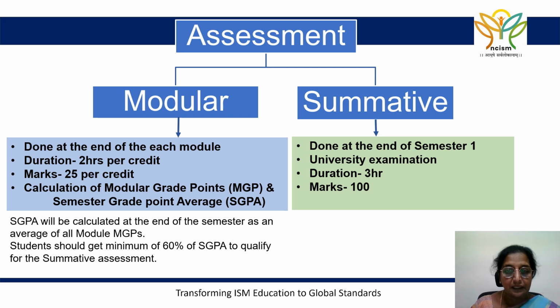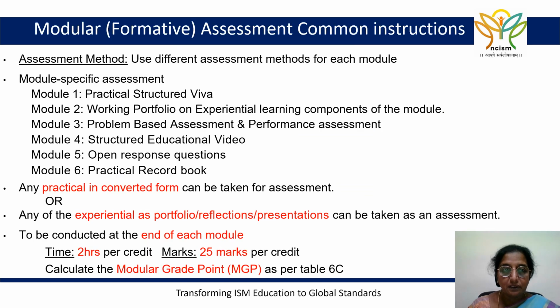Summative assessment is done at the end of semester 1. It's a university examination, duration 3 hours and 100 marks assigned for the summative assessment. Modular assessment or formative assessment, common instructions. Assessment method: use different assessment methods for each module, and this has been described in the curriculum in detail.